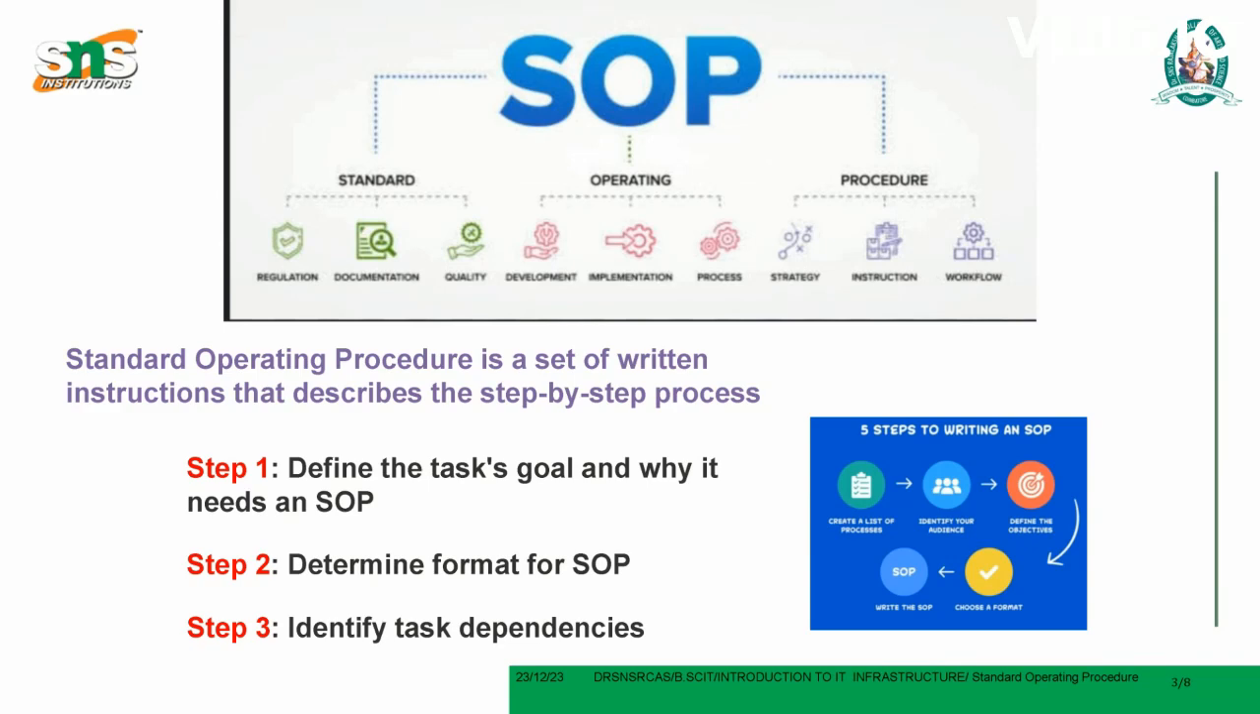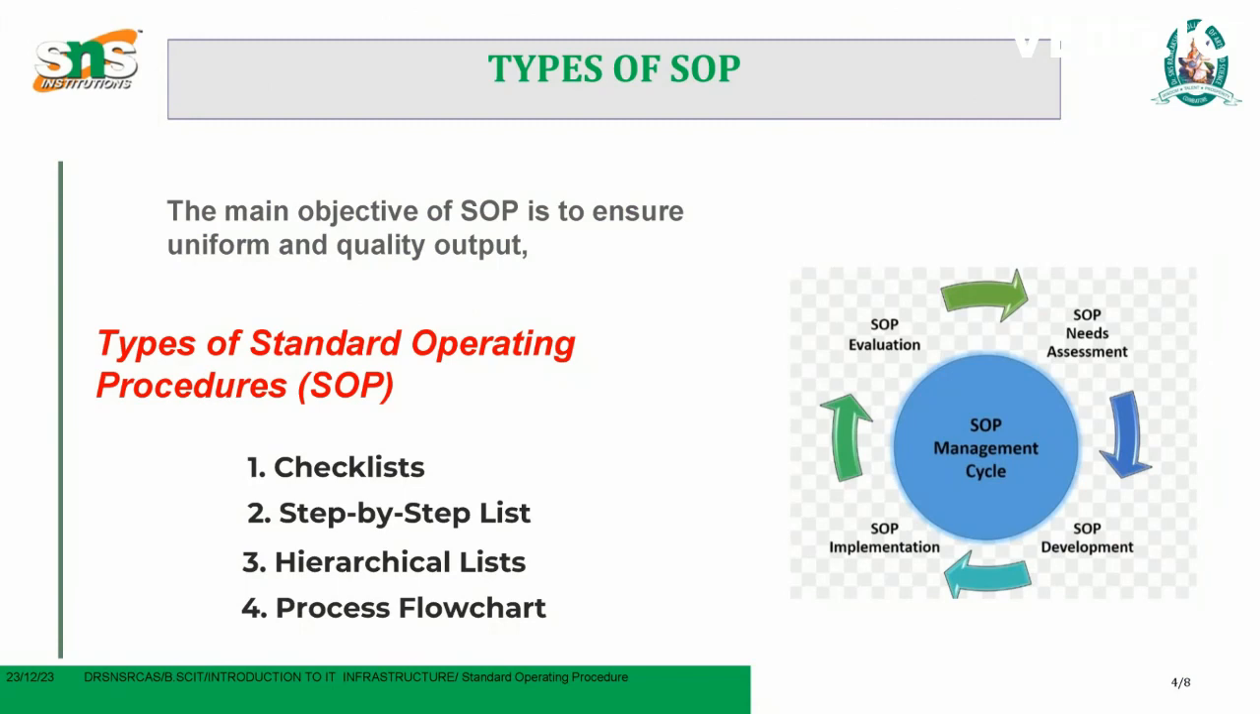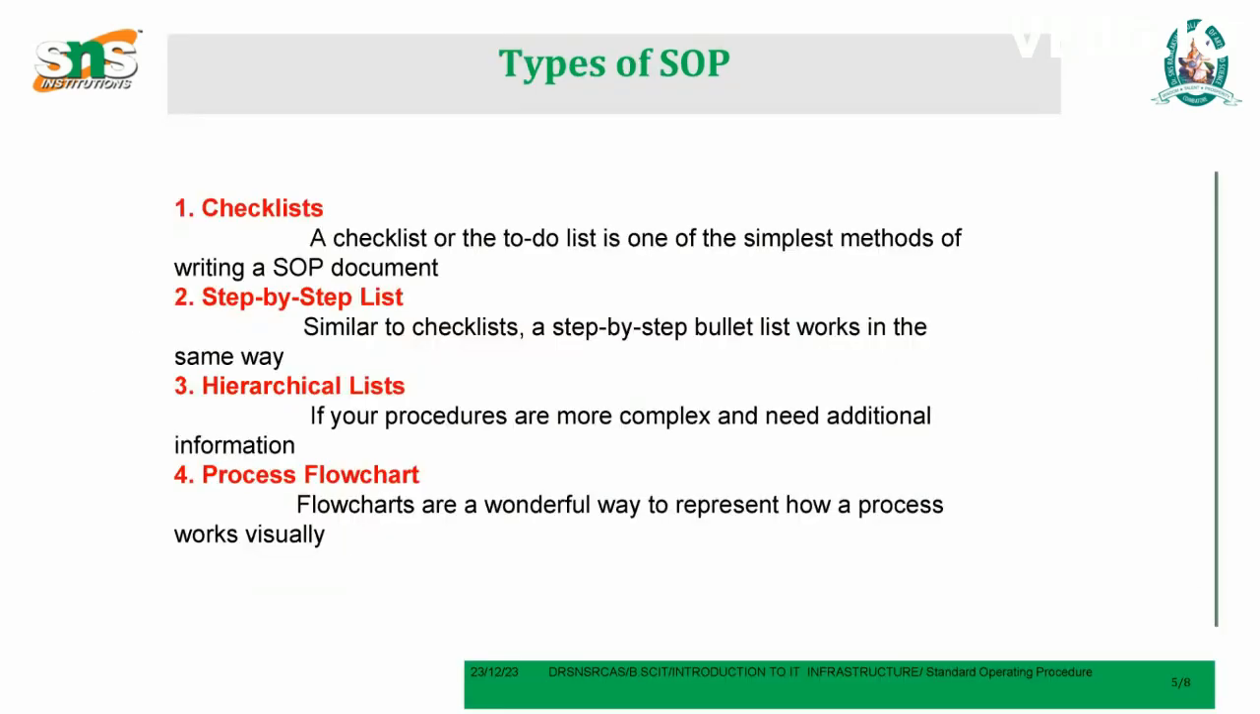Okay, so let us go into the next slide, that is types of SOP. The types of SOPs: first one is checklist, then step by step list, then hierarchical list, and process flow chart. First you develop an SOP, then you implement that SOP, then evaluation of the SOP, then the SOP needs an assessment, then again you keep refining your SOP. So this is the process of SOP. Now, these are the types as we discussed.